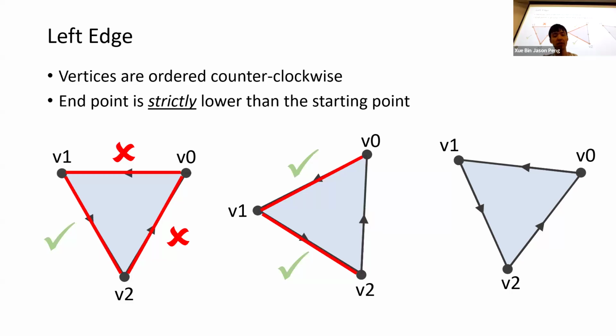As a final example, let's take a look at this slightly rotated version of the triangle. The edge connecting V1 to V2, again, is a left edge because the endpoint V2 is lower than V1. But now, when we rotated the triangle a little bit, the edge connecting V0 to V1 is no longer a left edge because the endpoint V1 is now a little bit higher than V0. Okay. So for an edge to be a left edge, the endpoint has to be strictly lower than the starting point.